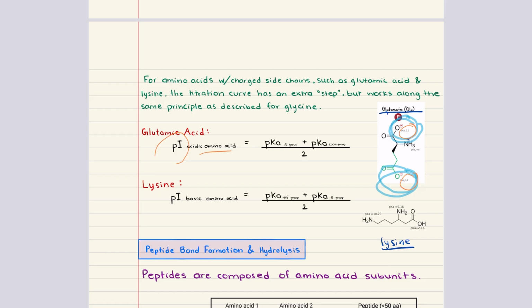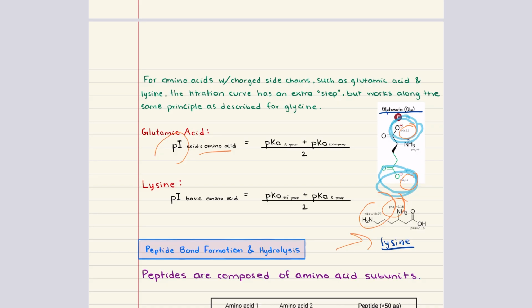What about basic amino acids like lysine, which has 2 amino groups, one on the backbone and one on the side chain, and a single carboxyl group? In this case, the Zwitter ion exists after the carboxyl group deprotonates, but before either amino group does. So to calculate the pI, we average the 2 highest pKa values, the one for the backbone amino group and the one for the side chain. So here in this case, it's going to be 10.79 plus 9.18, and you divide that by 2 to get the pI.